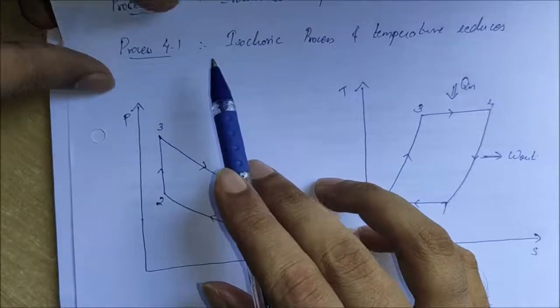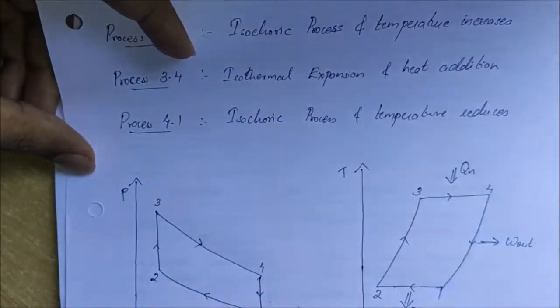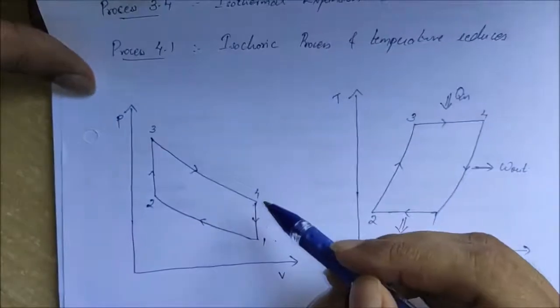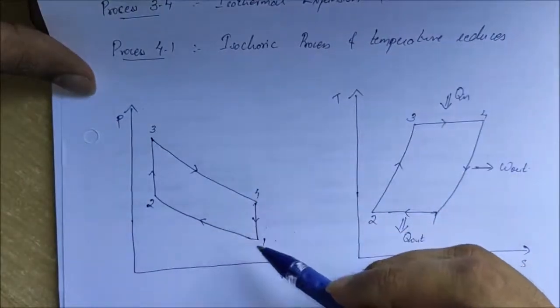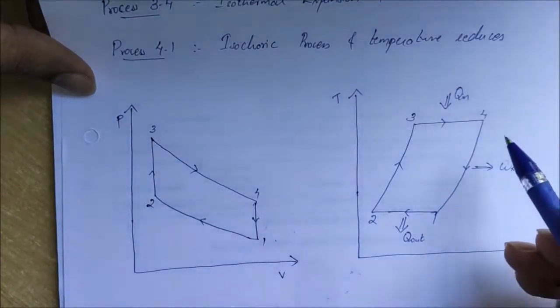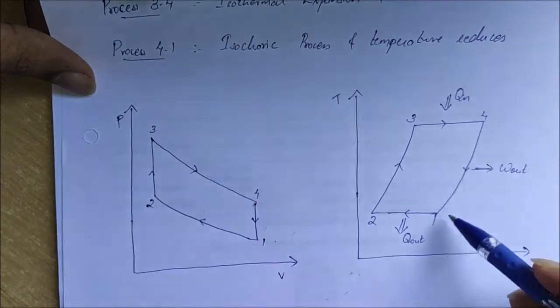Process 4 to 1 is an isochoric process and the temperature is reducing. So again it's a constant volume process. 4 to 1 is a constant volume process, right? So I have drawn it like this, and since the temperature is reducing, I am drawing this line as the temperature is getting reduced.